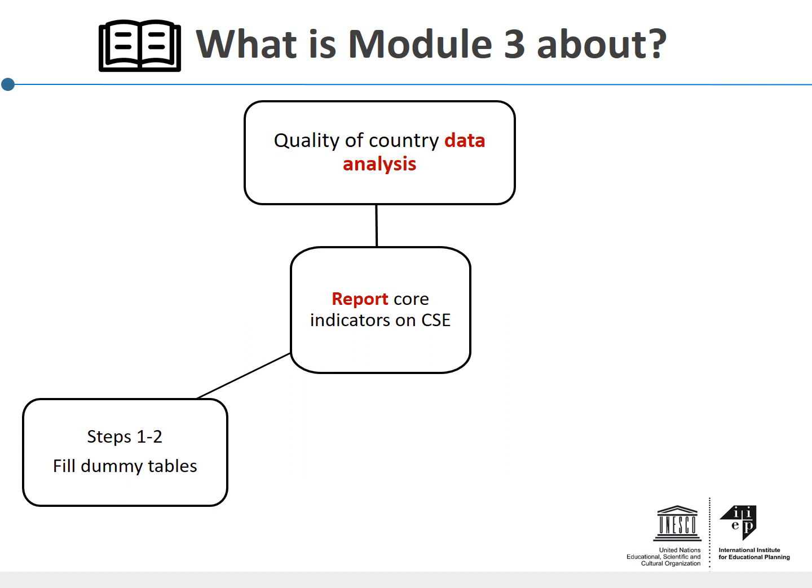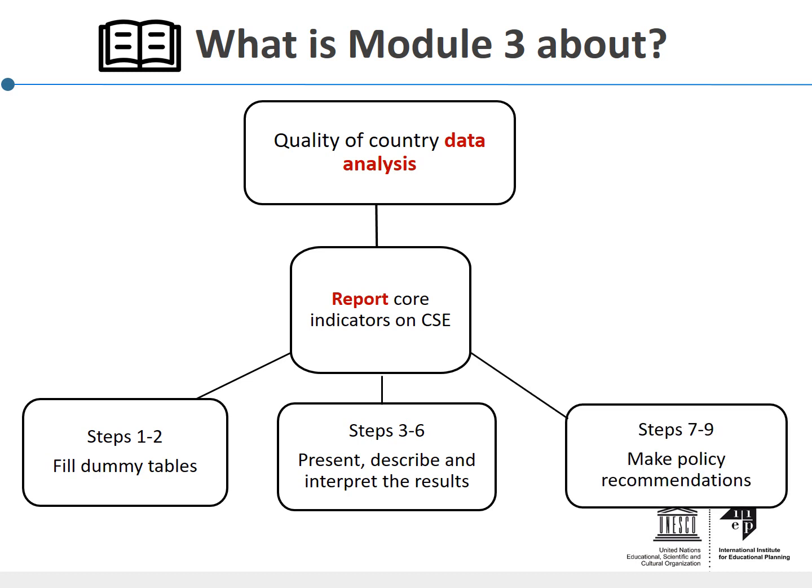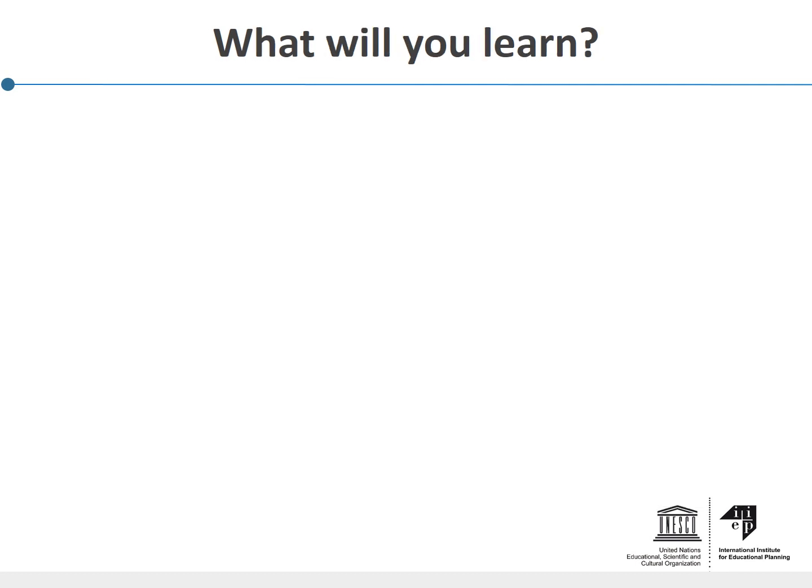The initial steps consist of filling dummy tables that have been designed to ensure consistency with UNESCO's global guidelines and the comparability of results. These are followed by indications in presenting, describing, and interpreting the results. The suggestions in making policy recommendations are offered with some hints in the final steps.